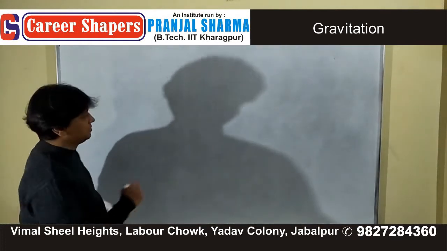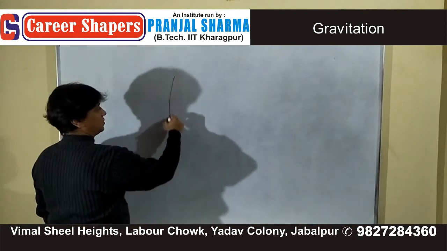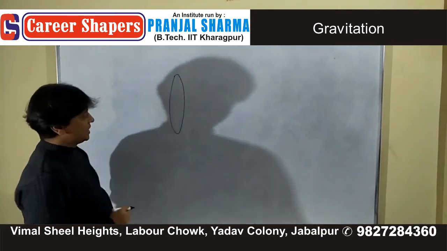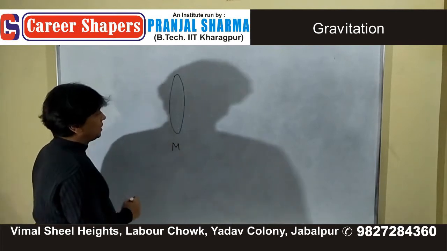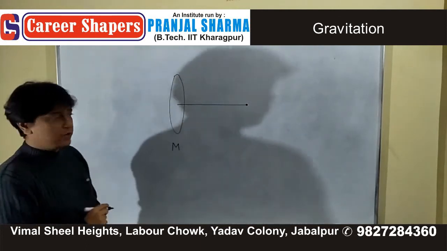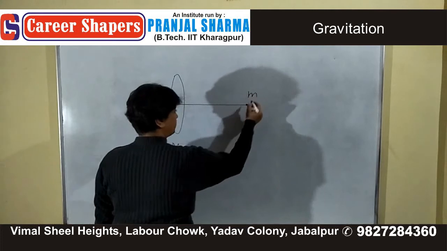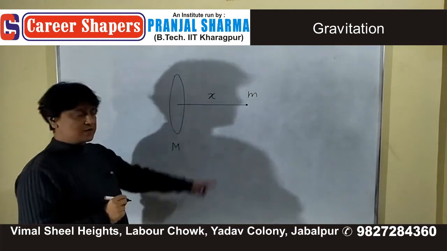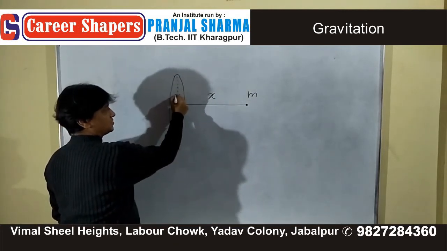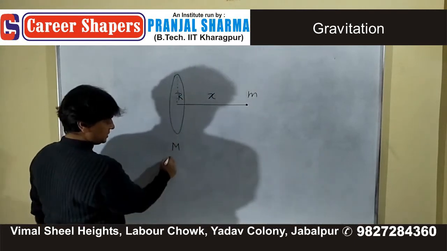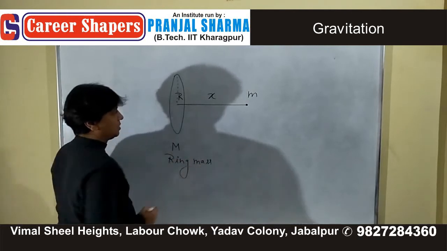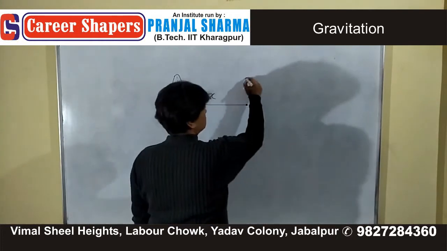Now look at this next example. We did a question in which we had a circular ring, and I asked you to calculate the force of this circular ring on a point mass m, which is placed on the axis at a distance of x from the center of the ring. The radius of the ring is r. This M is the ring mass. This m is your point mass.